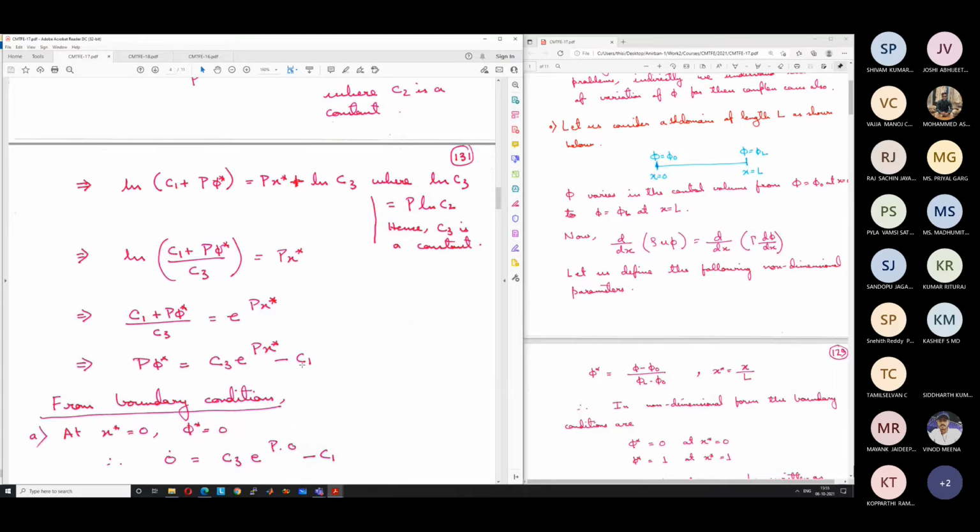So we have been successfully able to solve the equation. Remember, it is not always possible because this is a simplified 1D problem. That's why we are able to solve. If it's a 2D or 3D problem or a Navier-Stokes problem, we cannot solve analytically. For this simple problem, we can solve analytically. Now we have to find the values of the constants.